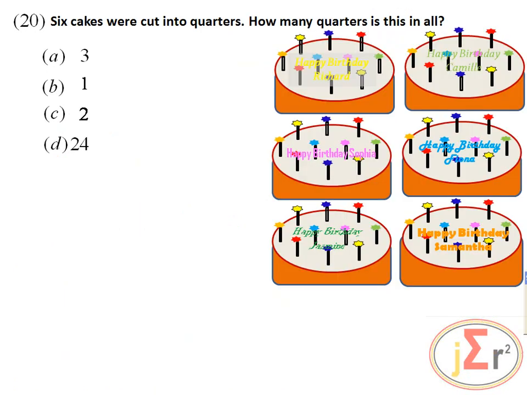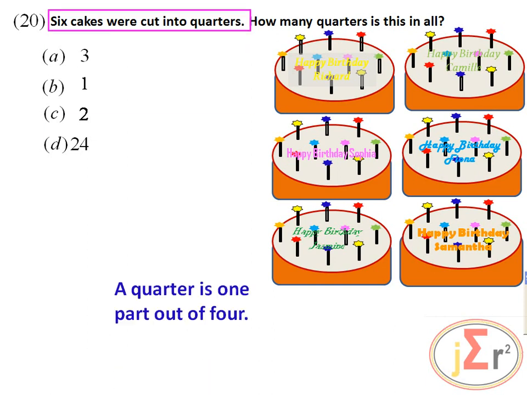6 cakes were cut into quarters. How many quarters is this in all? So we have all 6 cakes, and they are cut in quarters. What do we mean by a quarter? 6 cakes were cut into quarters.